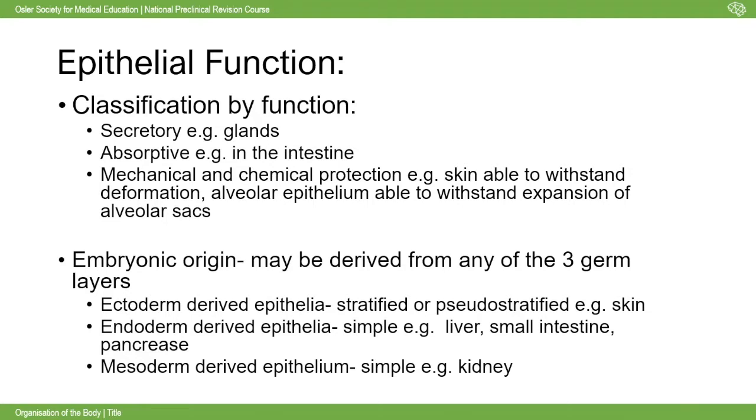So epithelia can actually be derived from any of the three germ layers. For example, ectoderm-derived epithelia is often stratified or pseudostratified, such as the skin, whereas endoderm-derived epithelia is often simple, in which, like I said, one cell layer thick. So this applies to the liver, the small intestine, and the pancreas. We also have mesoderm-derived epithelium, which is also simple, such as the kidney.